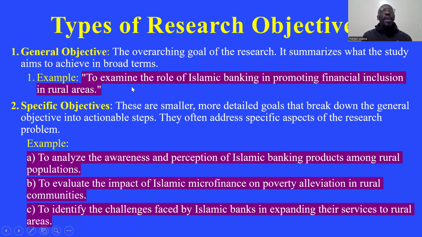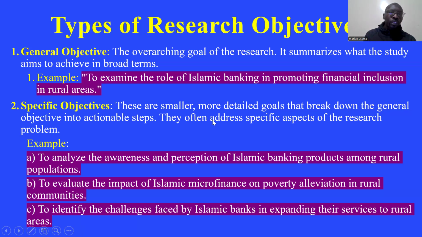Example, to examine the role of Islamic banking in promoting financial inclusion in rural areas. Normally, the general objective is the title of your research. Then the specific objectives are smaller, more detailed goals that break down the general objective into actionable steps. They often address specific aspects of the research problem.